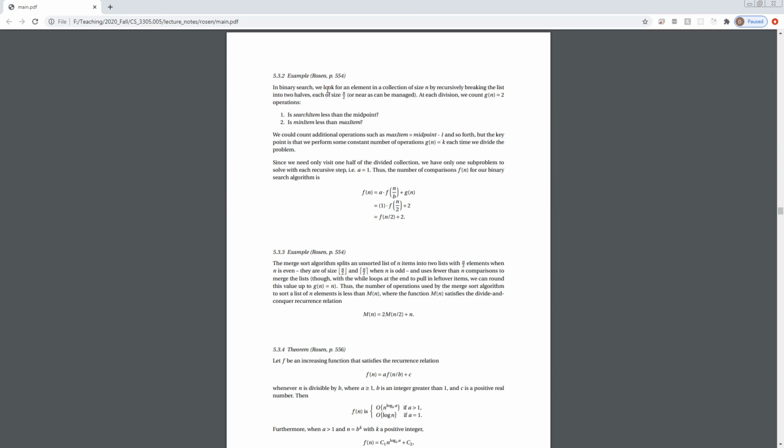The example here is the case of binary search. We break the array in half and check: is the search item less than the midpoint, and is min item less than the max item? That's how we get g of n equals 2, and our representation for the recurrence relation takes the form of this. It's a constant, and in this case a is equal to 1. Because it's search, we split it into one subproblem. If we identify that the item we're looking for is in the left half of the array, we never go back and check the right half. So even though we're splitting it into two, a is the number of subproblems, and so a equals 1.